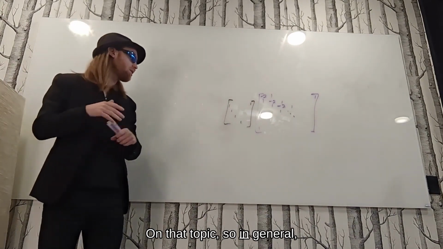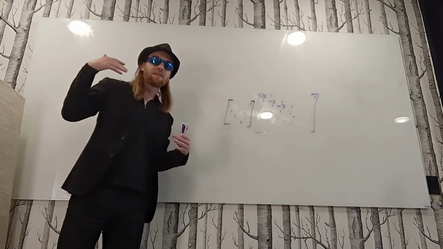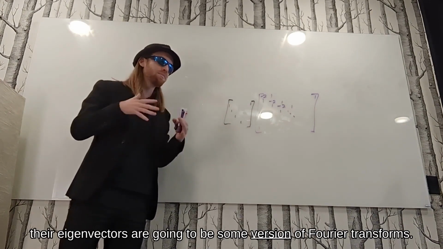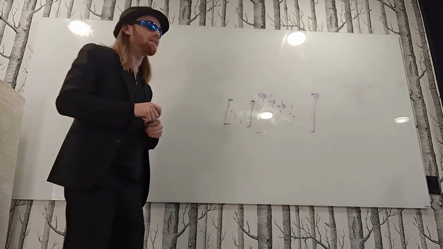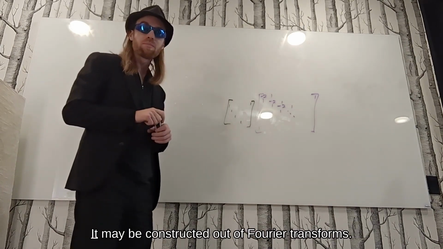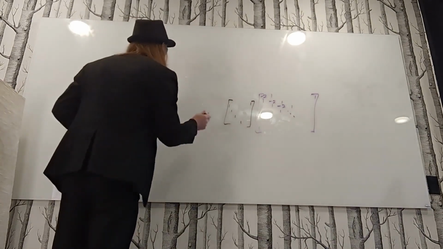So in general, because of permutation matrices, their eigenvectors are going to be some version of Fourier transforms. It's not necessarily going to be just one Fourier transform. It may be constructed out of Fourier transforms. So let's quickly cover an example of that.